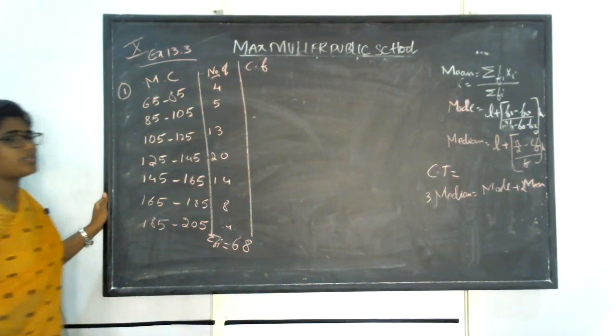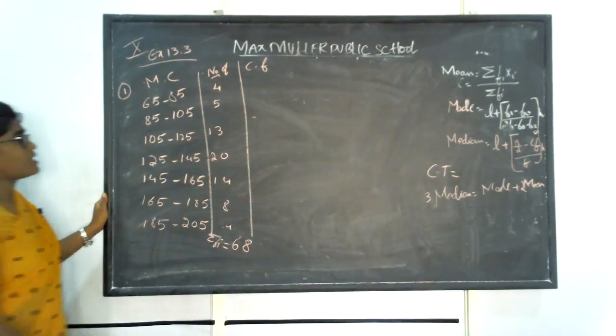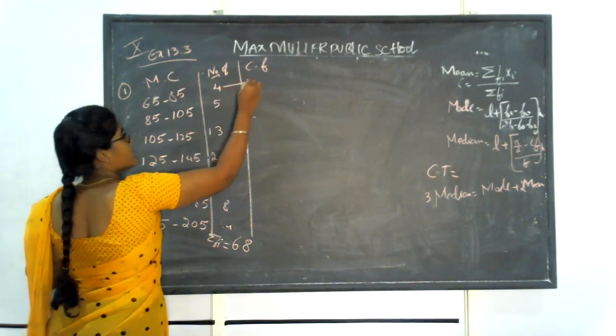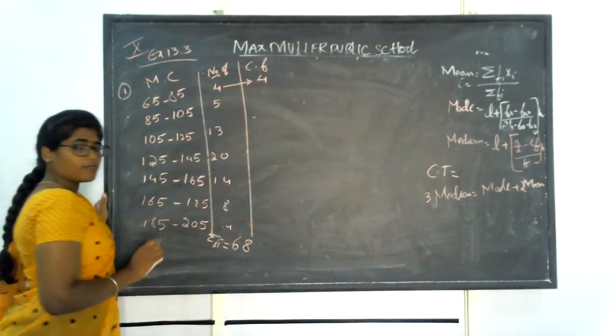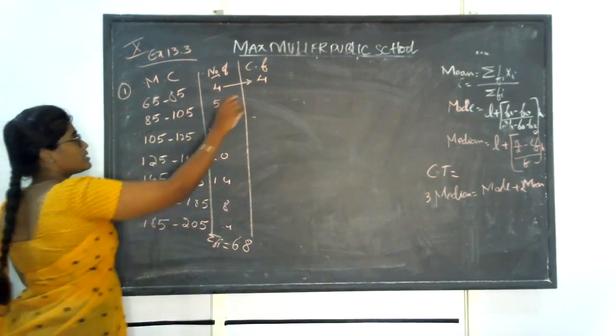How are you finding out the central? That is the cumulative frequency. How are you going to find out the cumulative frequency? First number, you are going to write it as it is, 4. Clear? First number, you need to write it as it is. Remember, first number, you need to write it as it is.